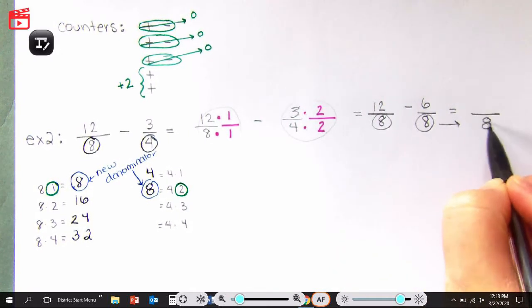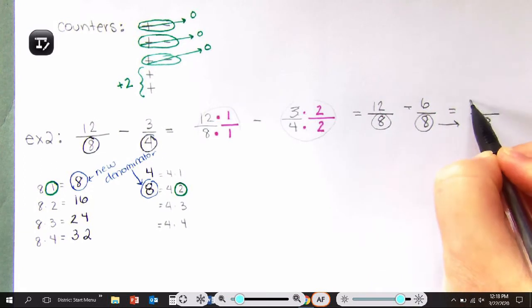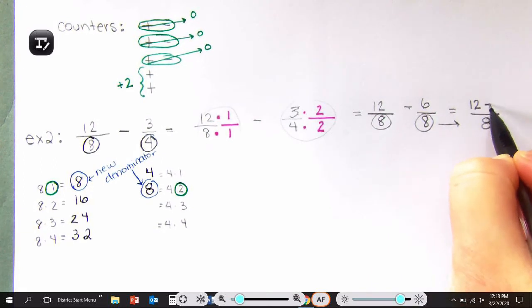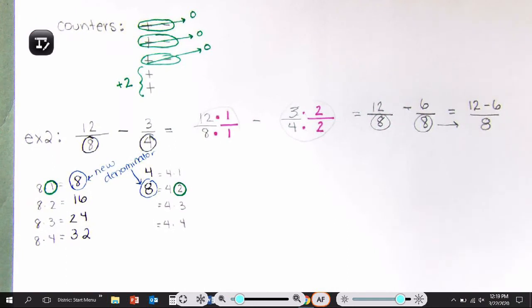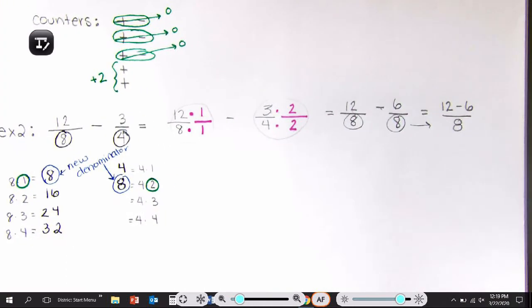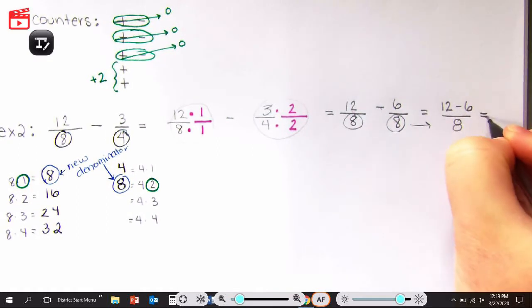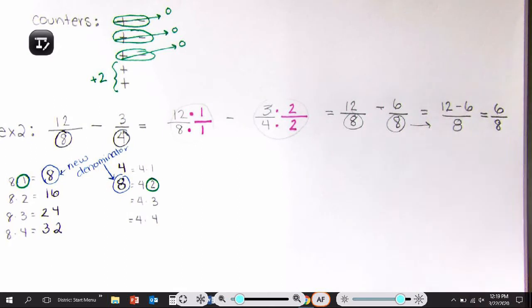Bringing that over, and I'm going to do exactly what we did in example number 1. I'm doing 12 minus 6. And again, if you need your counters, go ahead and do that. If you don't need your counters, I recommend using your fingers. Your fingers are fantastic. So I have 12, and I'm going to take away 6. So 12, 11, 10, 9, 8, 7, 6. So 12 minus 6 is 6. So I have 6 eighths.